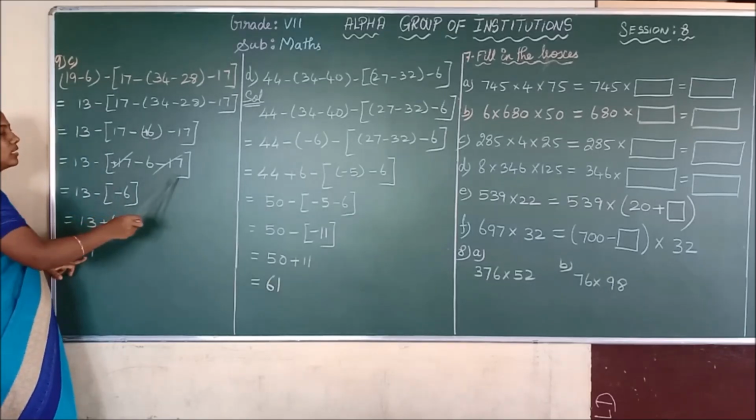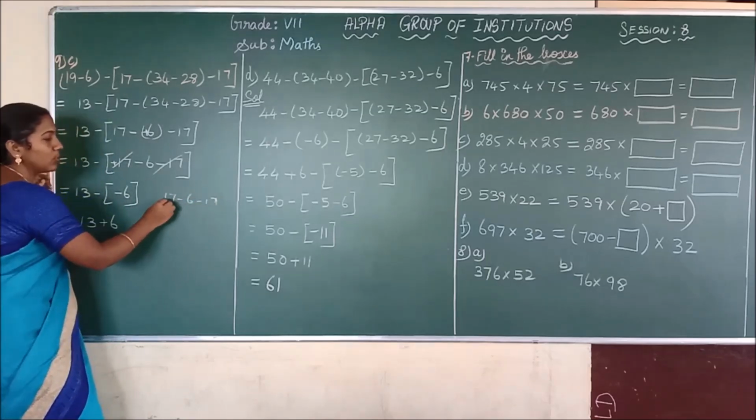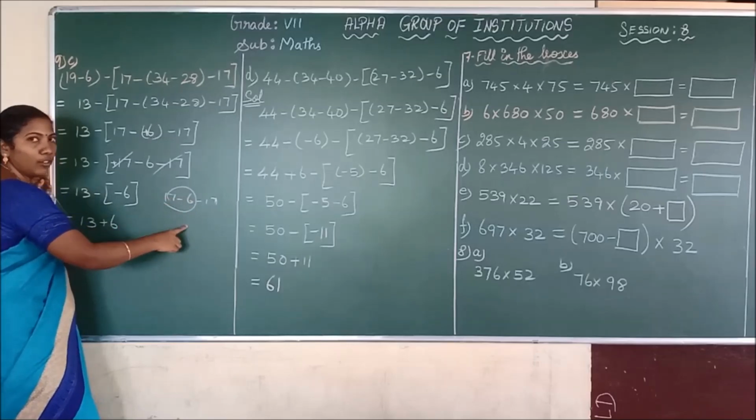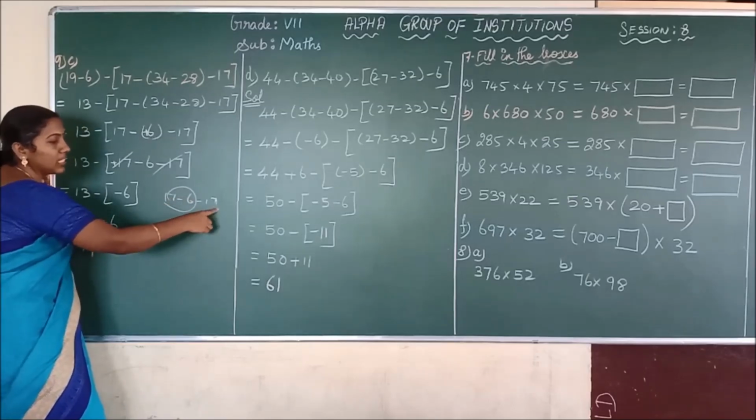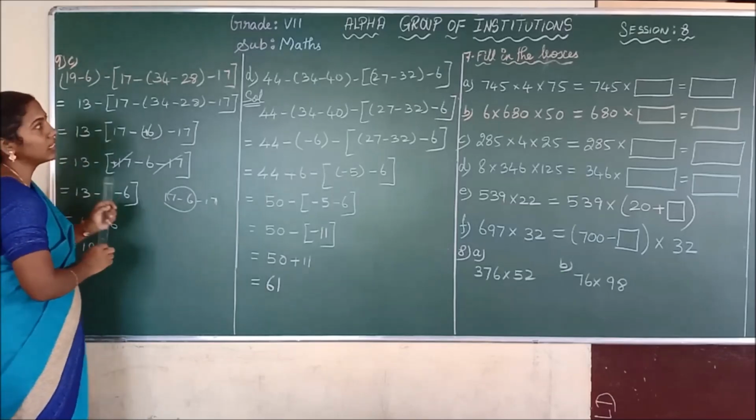You may also do this as 17 minus 6 minus 17. First you have to subtract the 6 from 17, you get one answer. And then you have to subtract the answer from 17. In that case also you get the minus 6. It's clear, children. See the next sum.